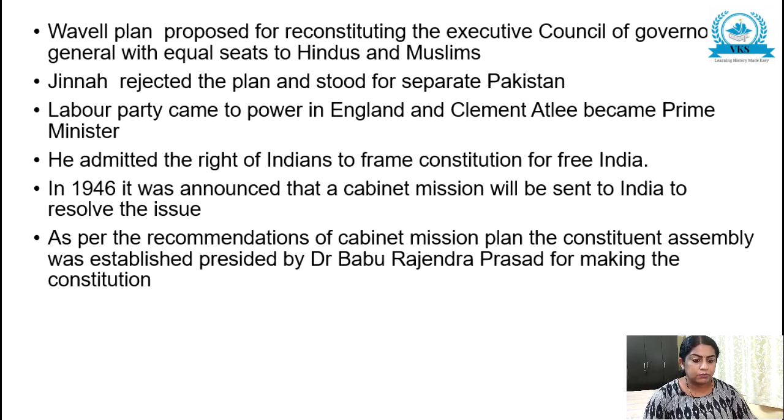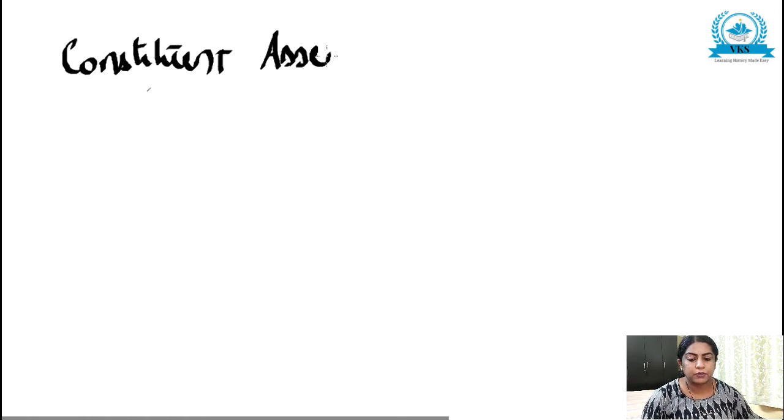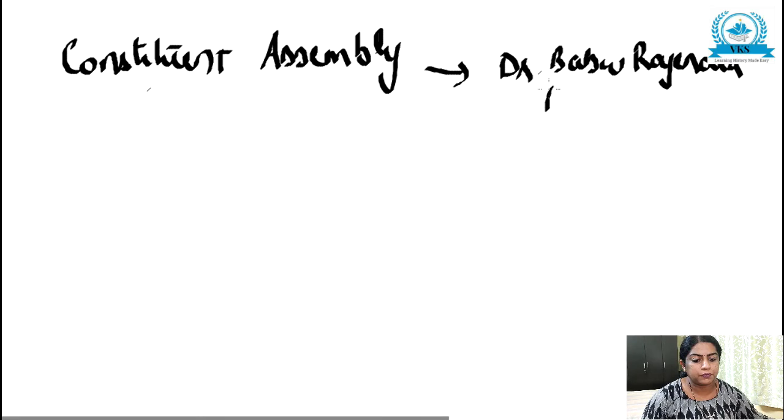Okay, now let us move on to the next points. So here, the Constituent Assembly was made as a recommendation of the Cabinet Mission. The Constituent Assembly was framed and established, and it was presided by Dr. Babu Rajendra Prasad. And next thing was to make a constitution.